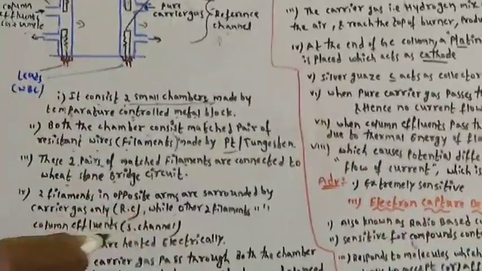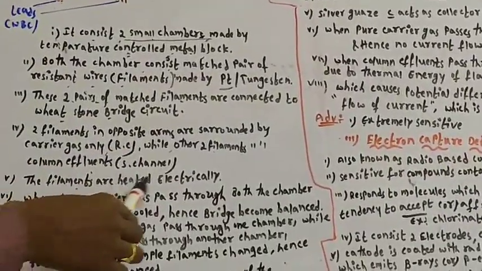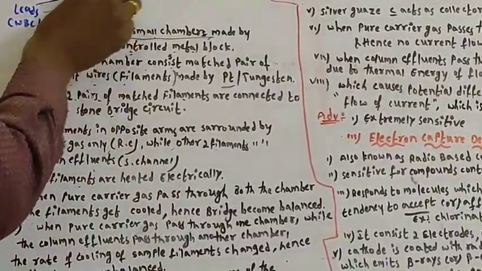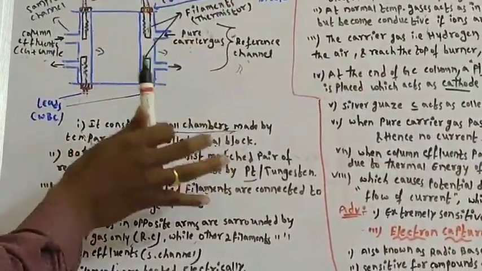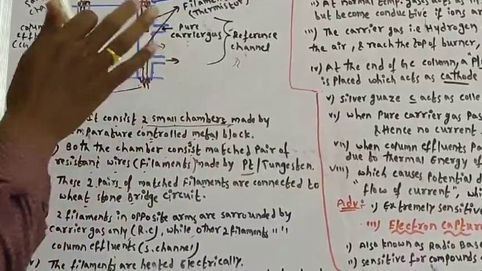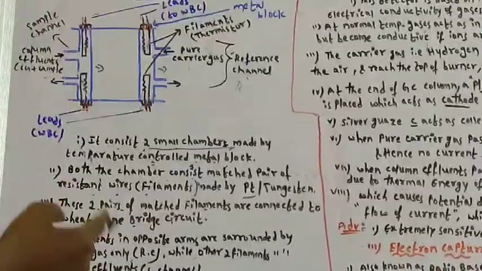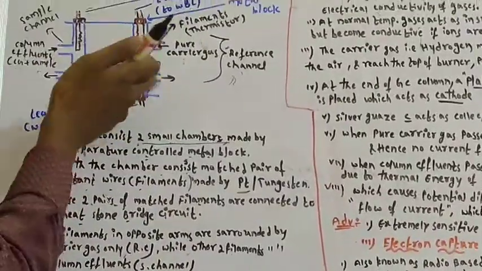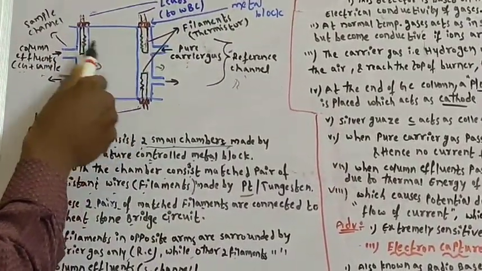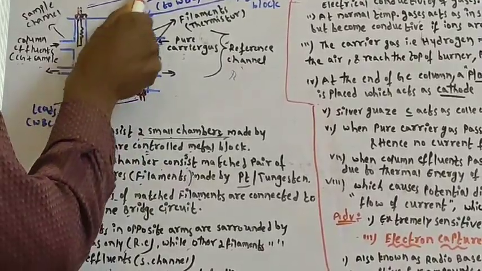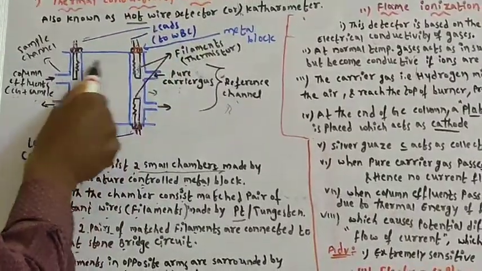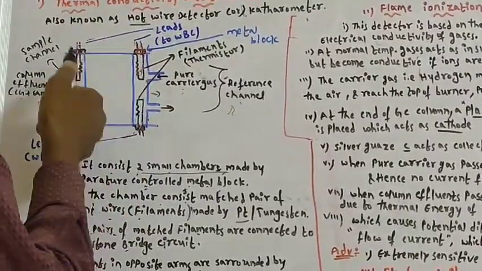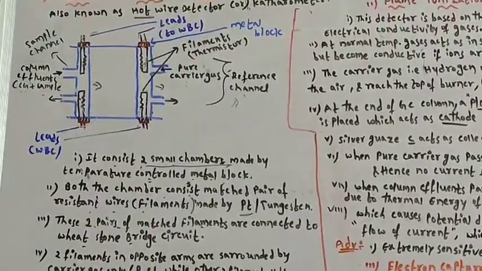SC, sample channel. Then the filaments are heated electrically. Keep that in mind. Heated electrically, that's why they possess heat. These wires are heated, so it is known as a hot wire detector. All the filaments have heat, that's why it is known as a hot wire detector.